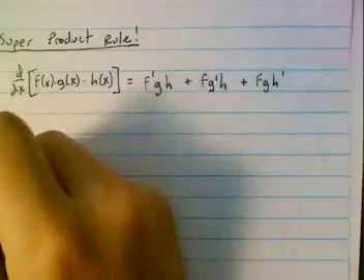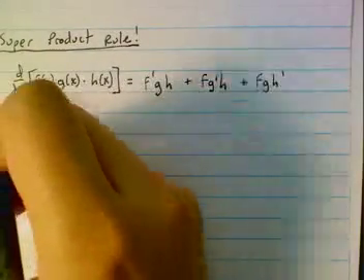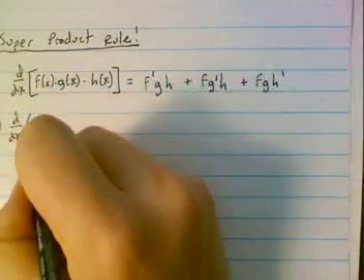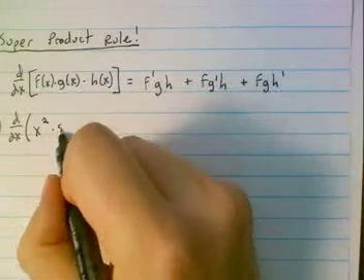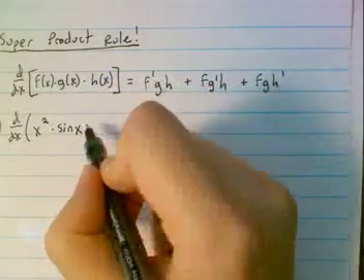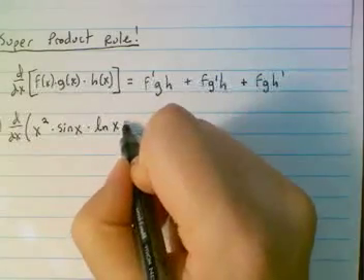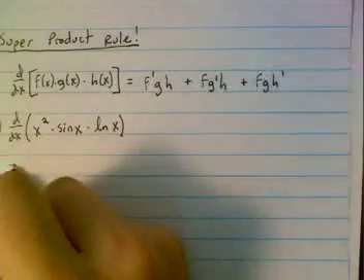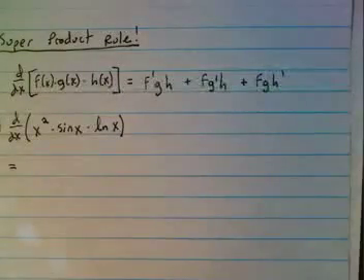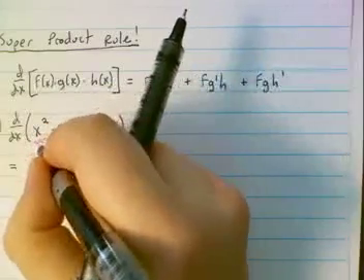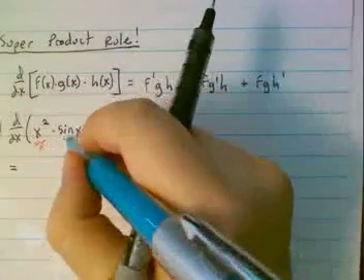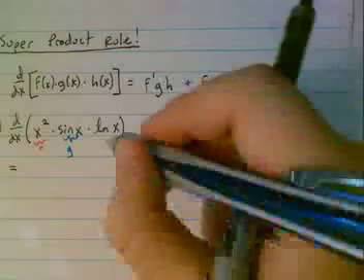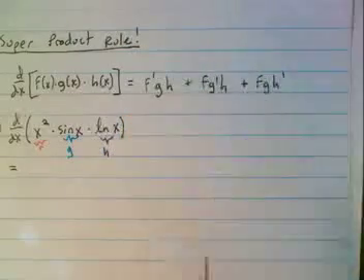So if we wanted to do an example, let's say we take the derivative of x squared times the sine of x times the natural log of x. What we're going to do is we've got our f here, we've got our g here, and our h here.